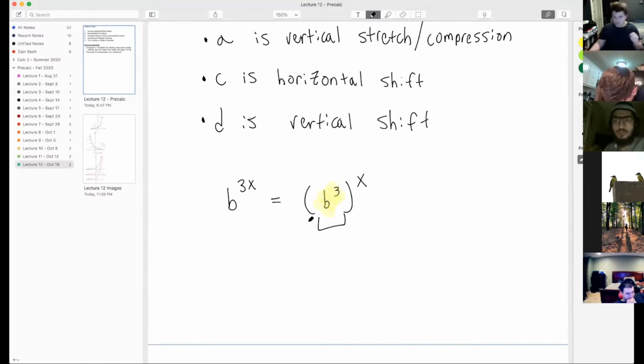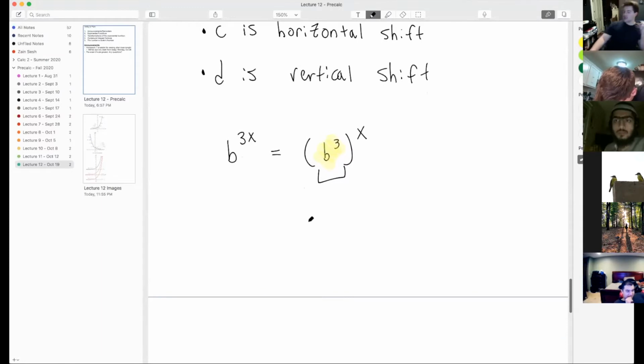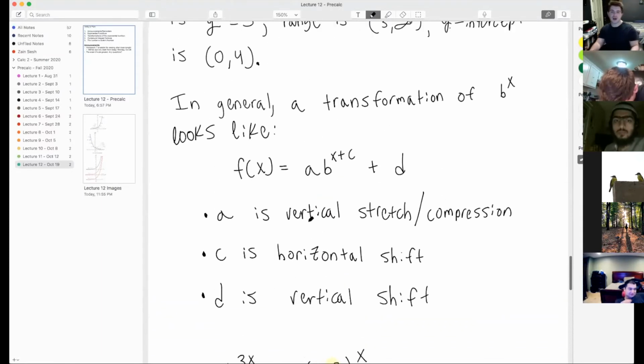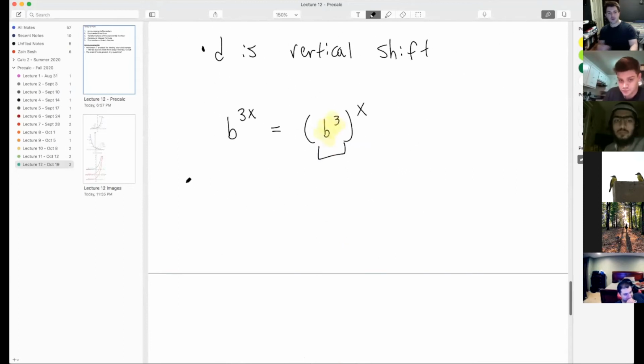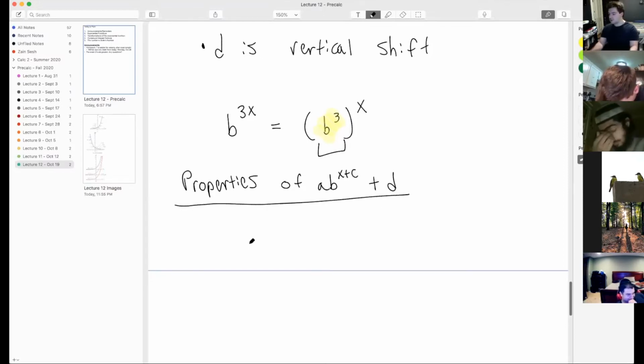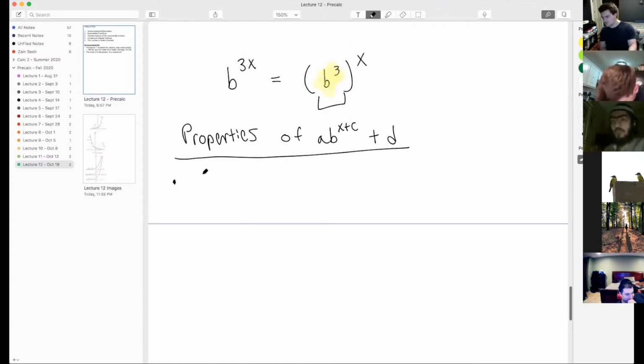All right. Now let me quickly say the properties of the general function: what are its domain, range, and asymptotes. So now let's look at properties of the transformation a times b to the x plus c, plus d. What are the properties of this one? Nothing too crazy. So it's going to have a horizontal asymptote.